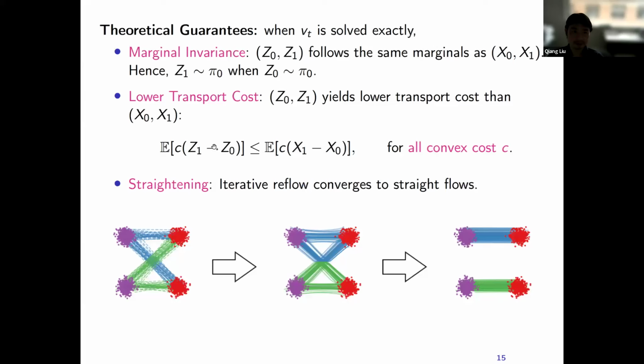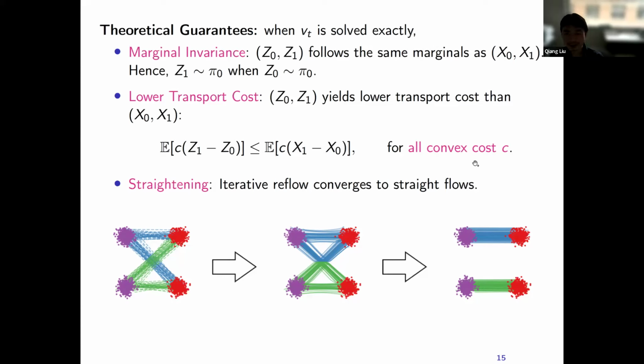Let's say, for example, you take your original coupling, x0 and x1, they could be from independent draws. So you have an independent coupling of your noise and data distribution, and you can calculate its transport cost, that is, some convex cost function of x1 minus x0. The cost can be quadratic loss or any other loss. And then you get the coupling from your differential equation after the rectification. So you get Z0 minus Z1, and you can also calculate the convex cost.